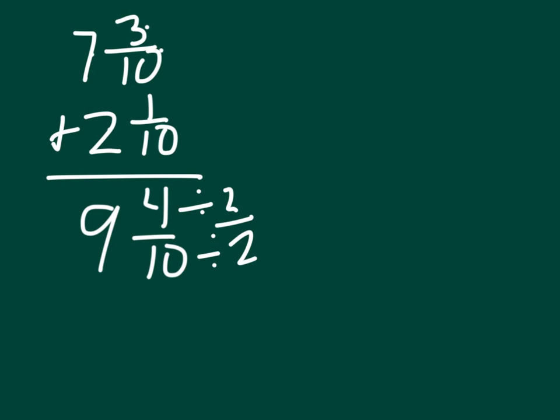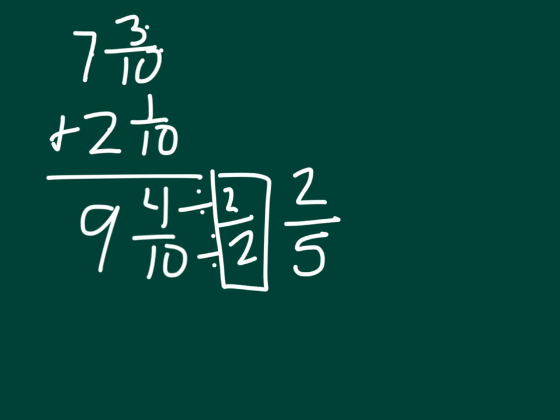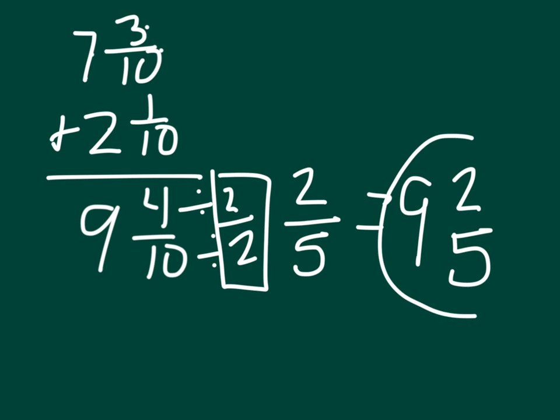Now remember, if we divide by 2 over 2, that's dividing by 1. It does not change the value. So 4 divided by 2 gives us a new numerator of 2, and 10 divided by 2 gives us a new denominator of 5. So therefore, the sum of 7 and 3/10 plus 2 and 1/10 is 9 and 2/5. Final sum.